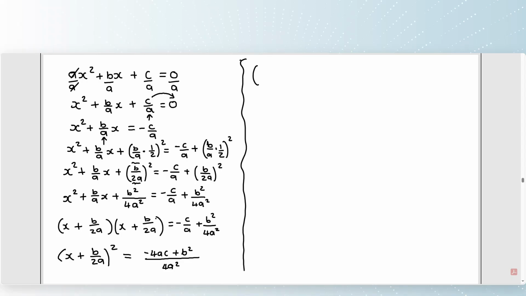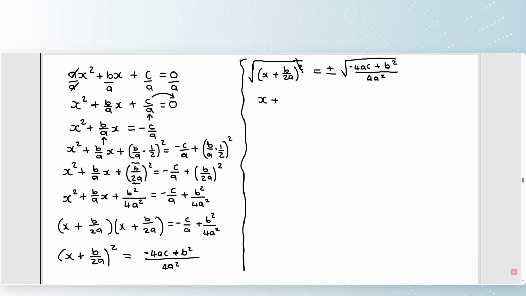We can now go on. The goal is to solve for x. So we must put a square root so that we can remove the square. Let's do that in this step. We have x plus b over 2a squared equals, remember on the right hand side, the square root must come with a plus or a minus. Plus or minus the root of minus 4ac plus b squared over 4a squared. Great.